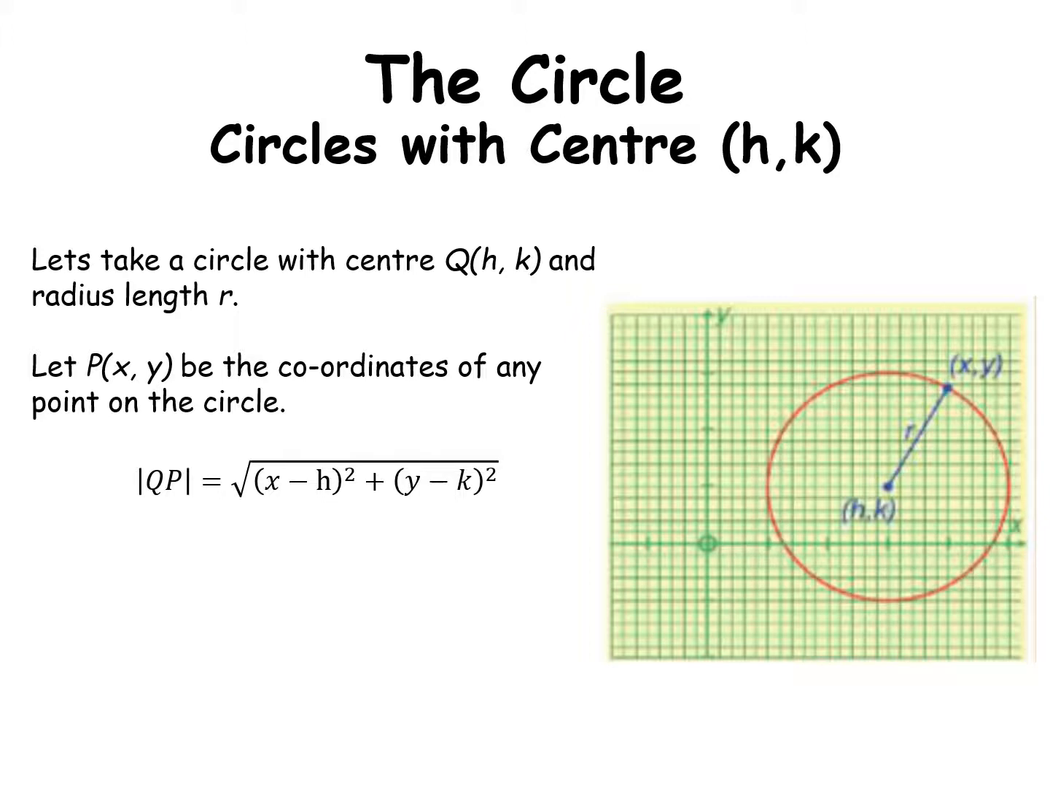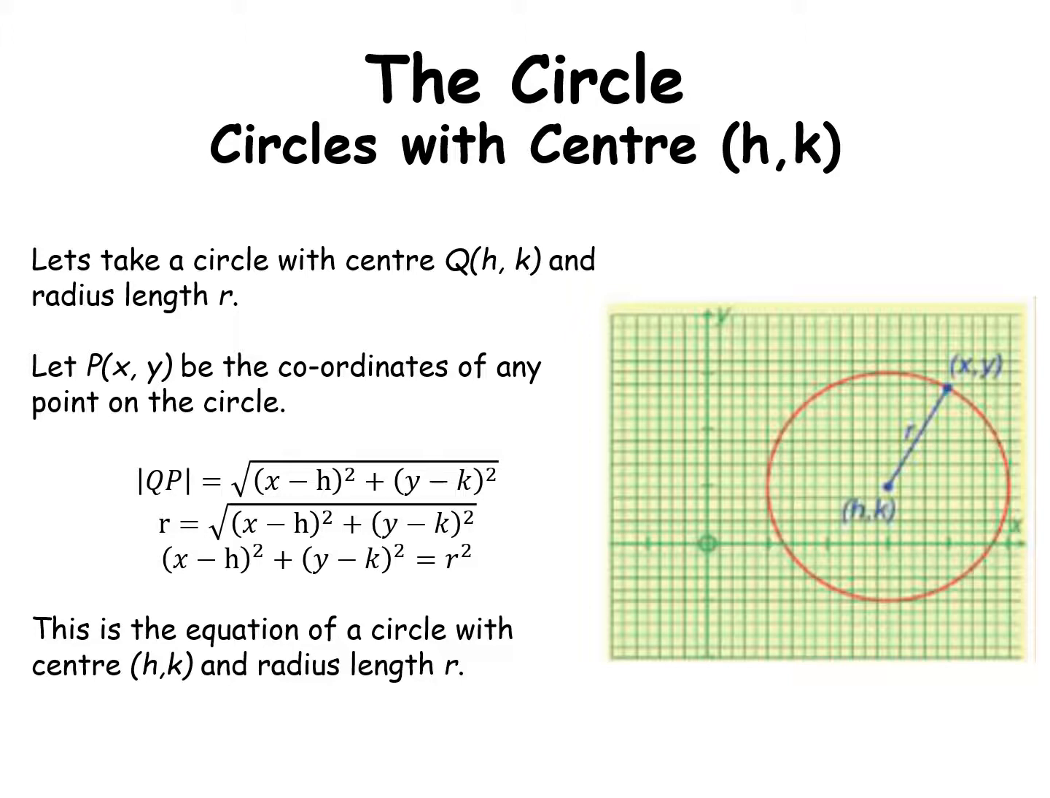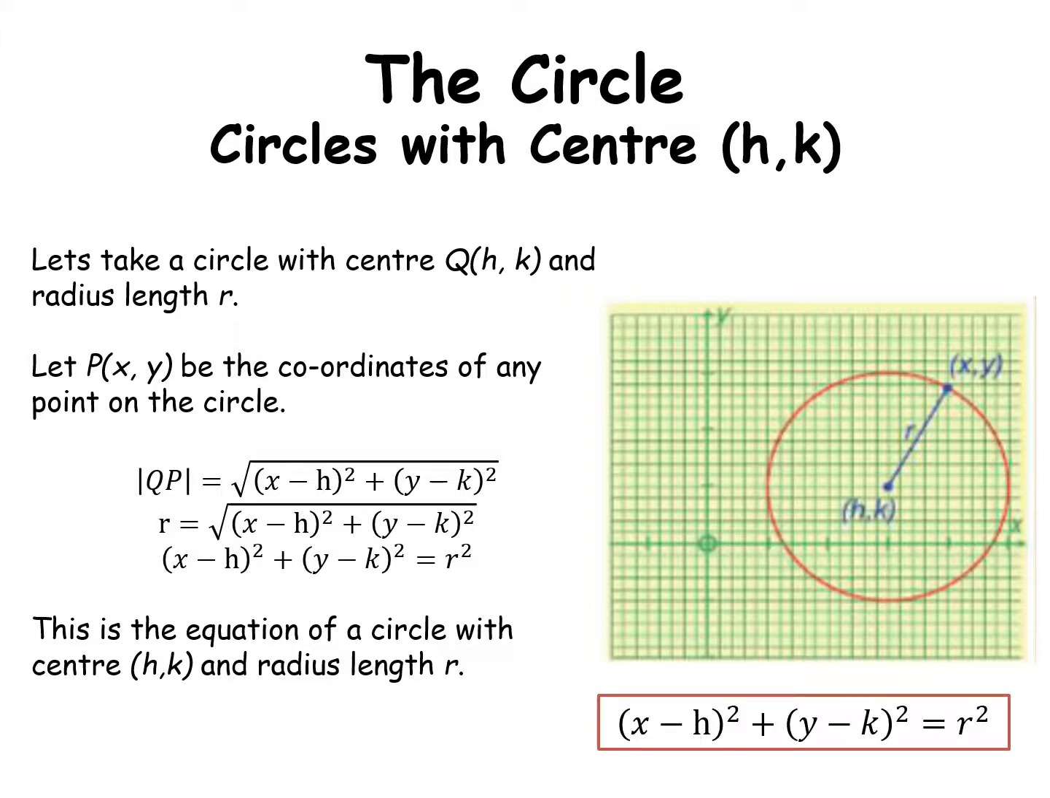To calculate the distance from Q to P, we use the distance formula, which is on page 18, and it looks something like this: x minus h squared plus y minus k squared, all under a square root. But QP is actually the radius, r, and we don't like the square root, so we're going to square both sides and we end up with this little formula here. And that formula is the equation of a circle with center (h, k) and radius of length r. Make sure that this is taken down in your copies. Again, if you need to pause the video, do so here.